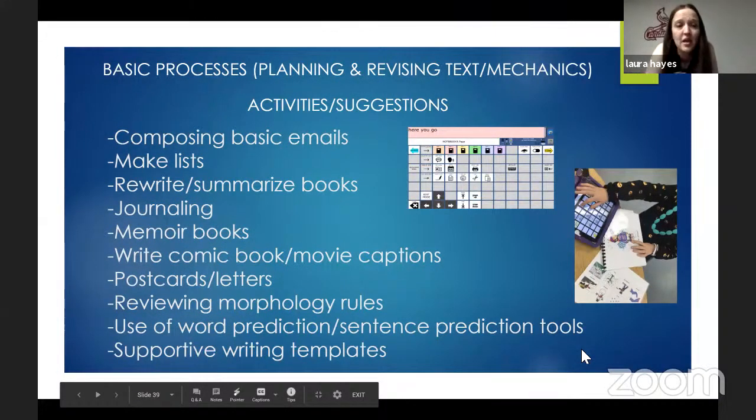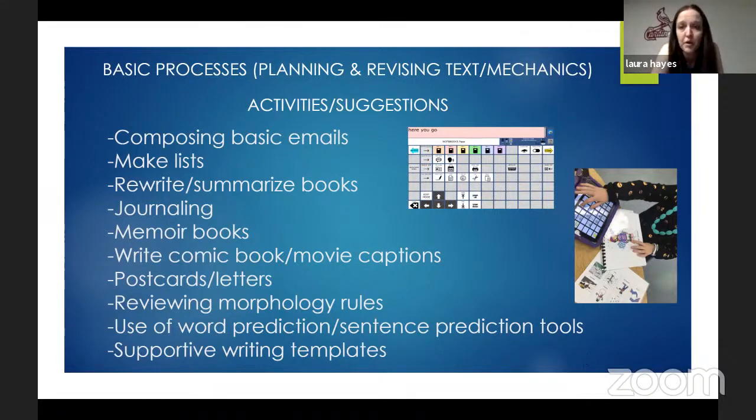Composing basic emails, making lists, writing, summarizing books, journaling, memoir books. Another favorite one of mine is writing comic book or movie captions. Kids love that. Sending postcards and letters. It's a little bit of a dying art, but you can do it electronically.